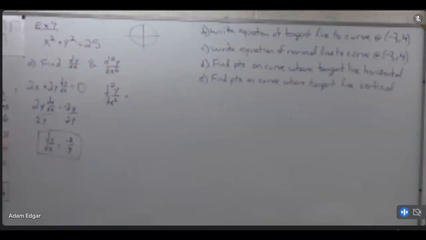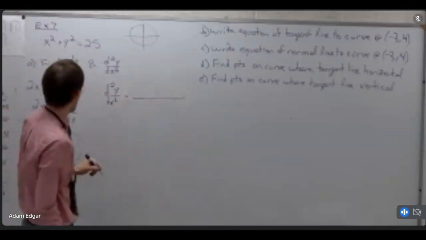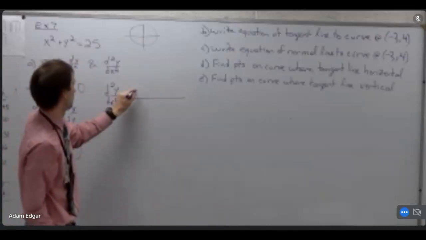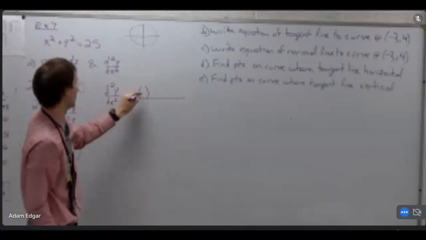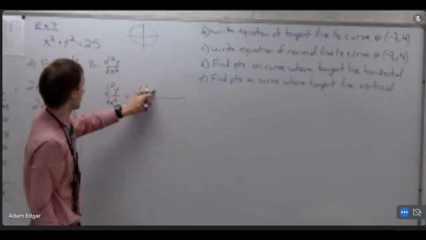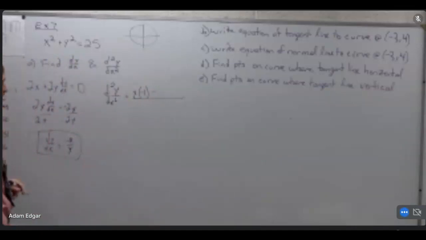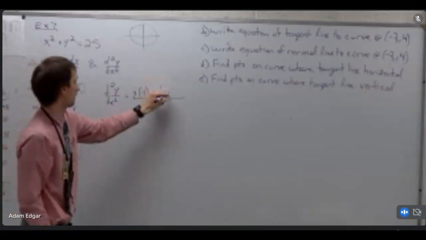Quotient rule, because it's a fraction. So this is now quotient rule. Low d high, what's low? What's d high? -1. Minus, don't mess that up. High d low, what's high? -x. What's d low?